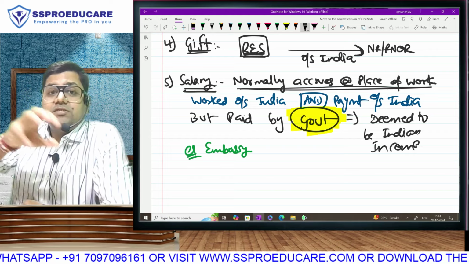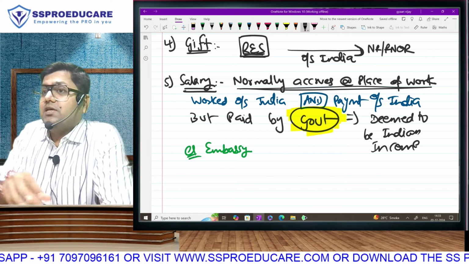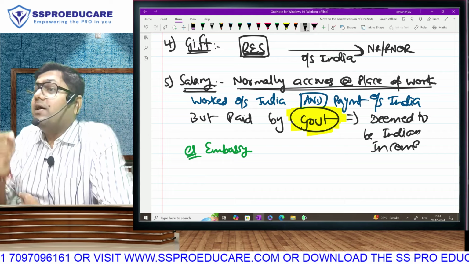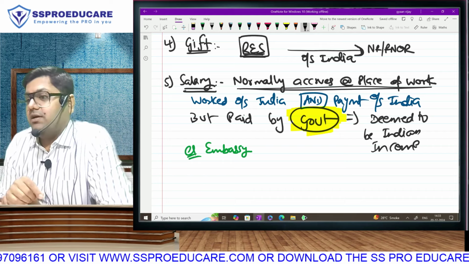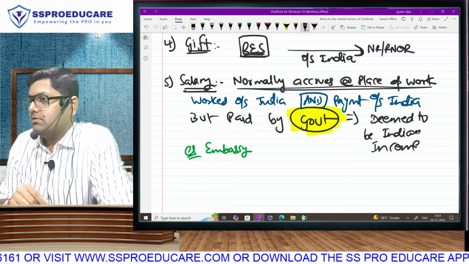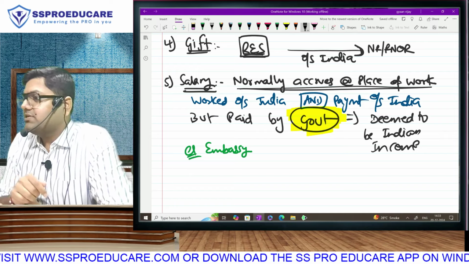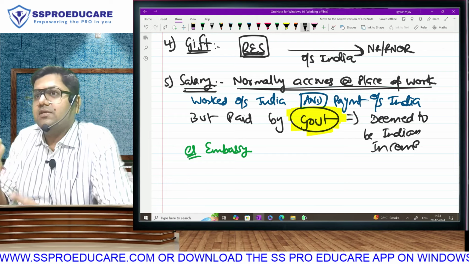There is an Indian embassy in Singapore. There is an Indian embassy in Malaysia. There is an Indian embassy in Australia. There is an Indian embassy in Thailand. Likewise, every country's embassy is in India. So, supposing you want to go to Singapore, you have to take a visa from their embassy here. They will sanction your visa, then only you will be allowed to travel.